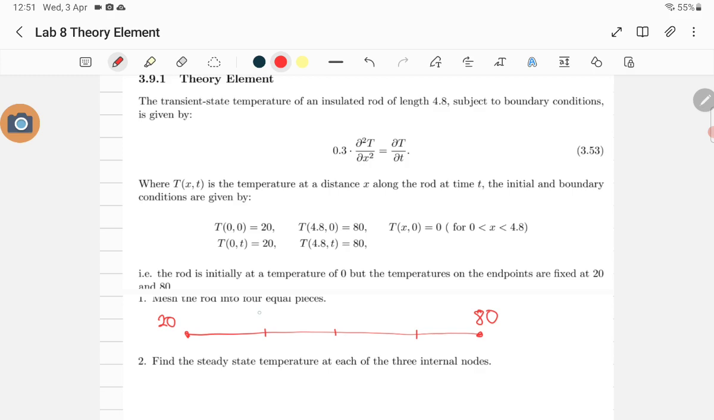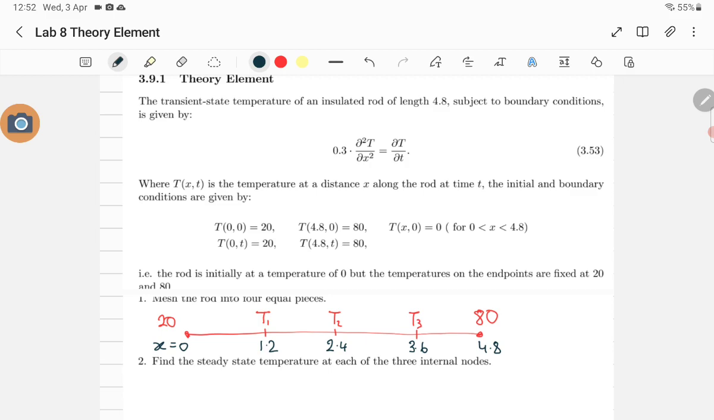So I'm going to call this one temperature 1, this one temperature 2, and this one temperature 3. And note that these are temperatures. Then down the bottom we have distance 0 along the beam, 4.8 divided into 4, this would be 1.2, 2.4, 3.6 in distance, and 4.8. So that's the meshing, that's important.